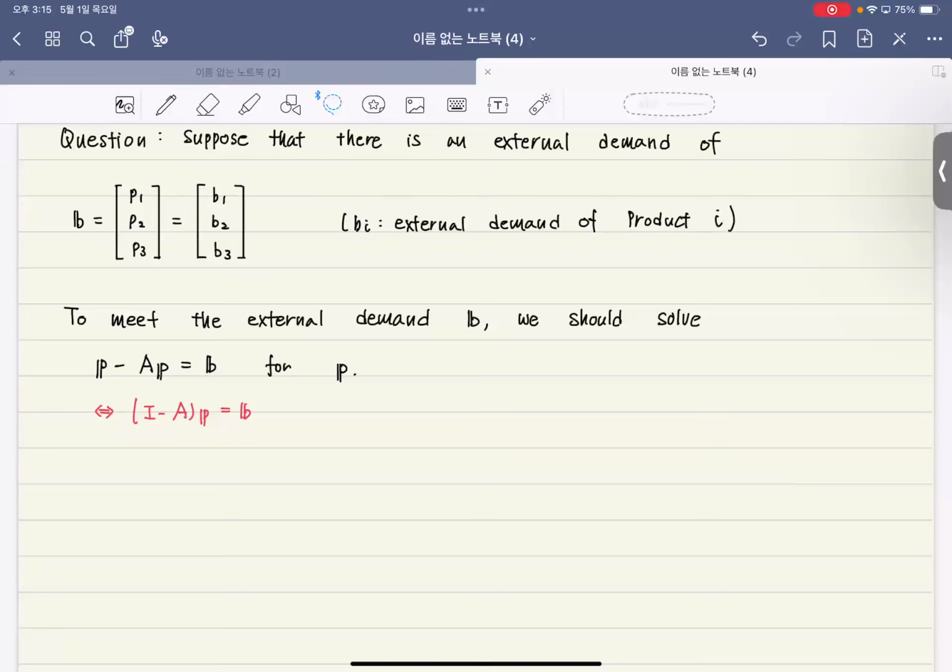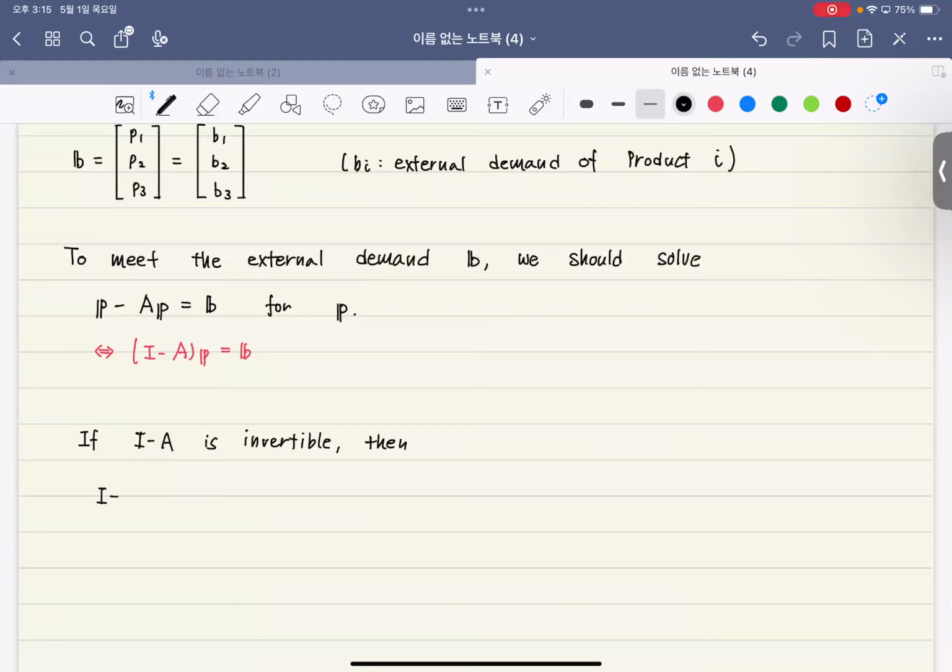There is actually a very interesting idea. If I minus A is invertible, then I minus A inverse is I plus A plus A squared plus A to the third plus dot dot dot. It should be like this. Agreed? Do you realize why this one has to be true?